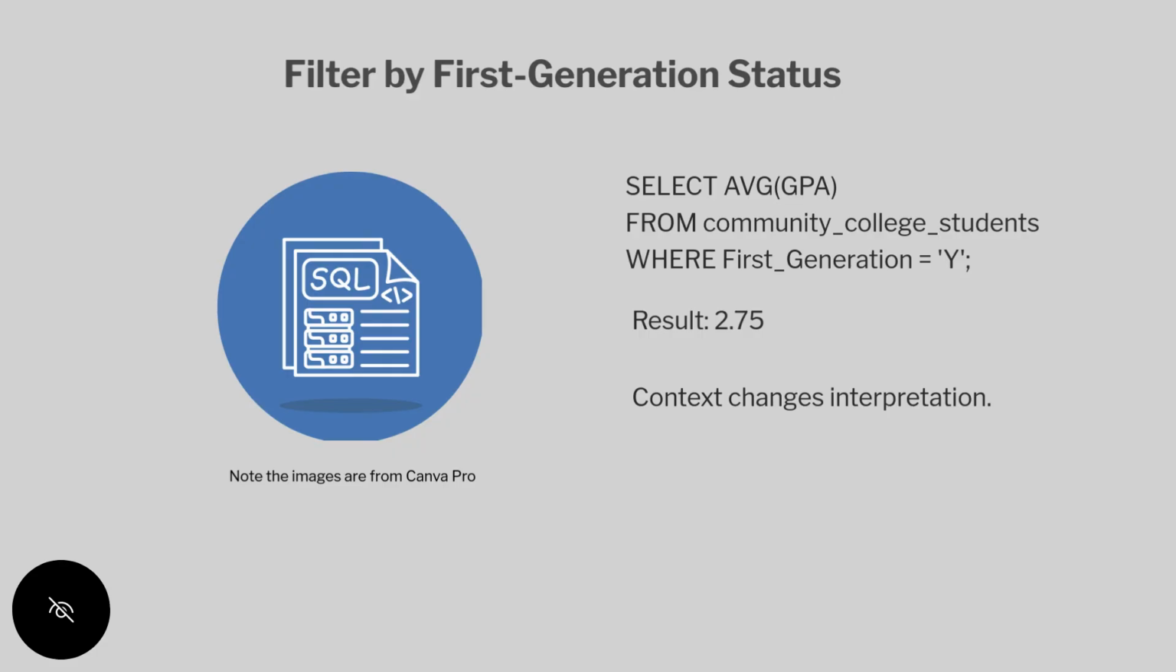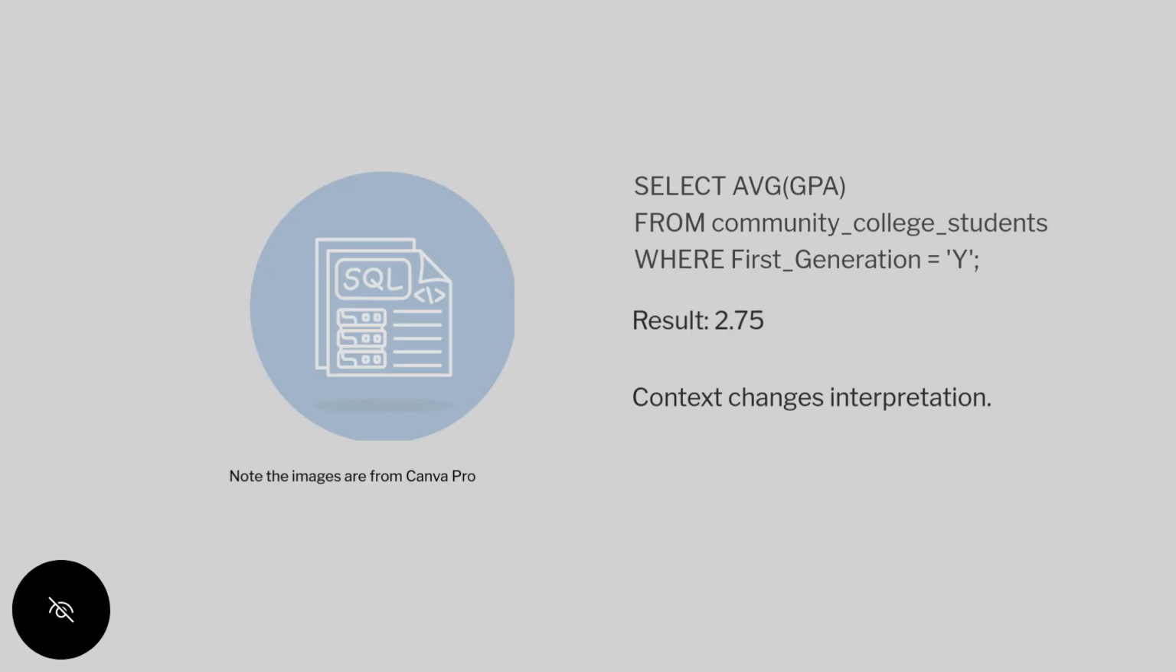What if we change the filter again? This time we look at first generation students. What will happen? Will the results change? You saw that it did change. So context changes the interpretation.